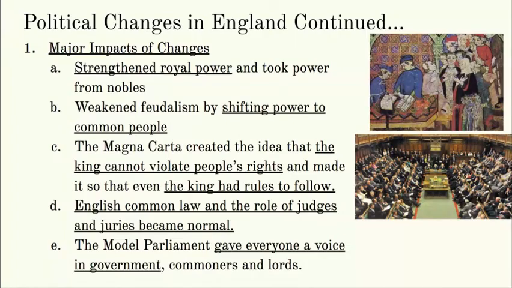And so all of these changes, royal power strengthening, common people getting so much more power than anybody else. The king says, I will have to follow the rules no matter who I am. English common law, the role of judges and juries, Model Parliament, all of this together shows that feudalism isn't needed anymore because everyone is protected by law rather than being protected by the powers that they have.